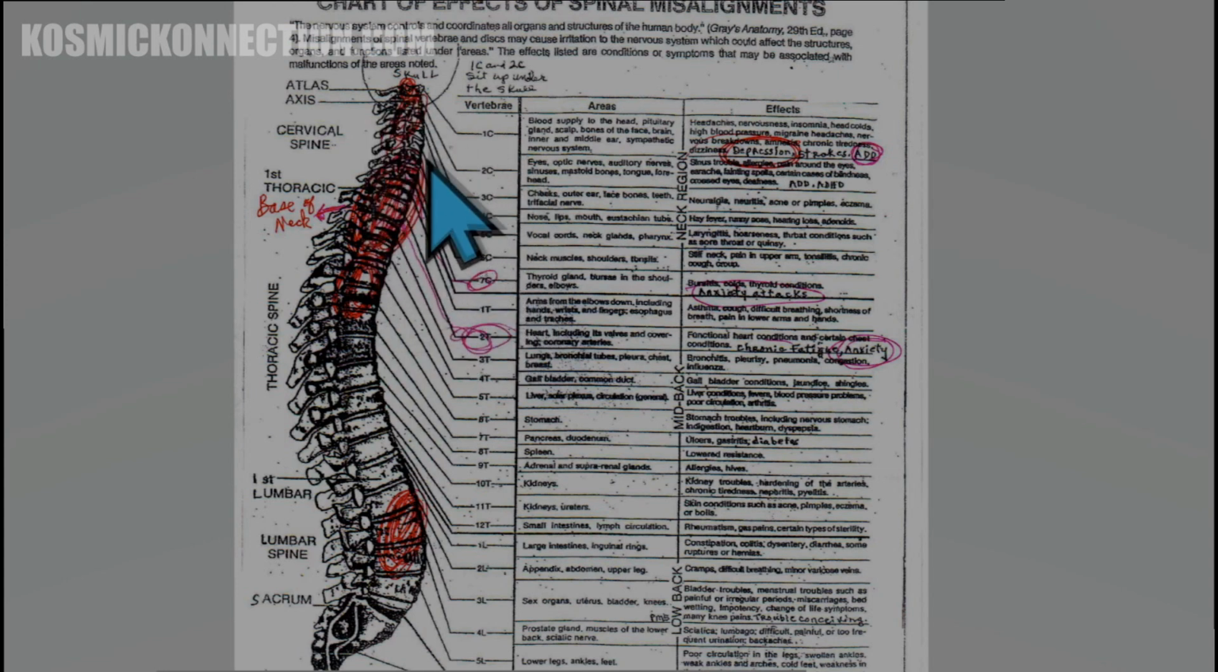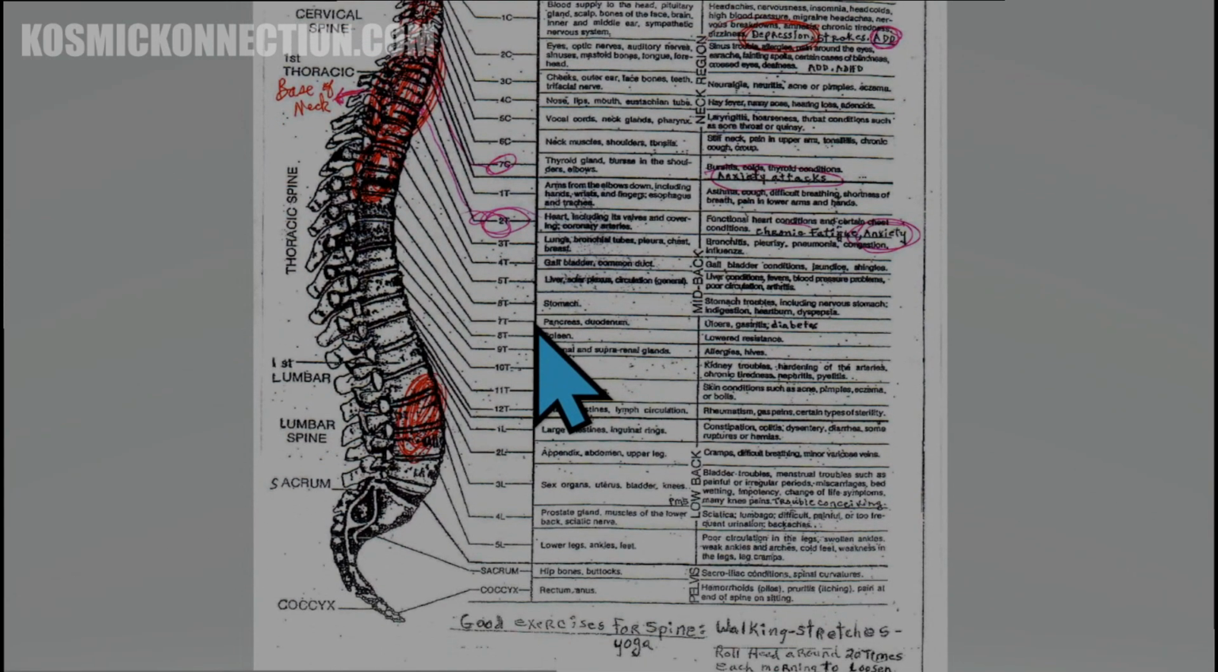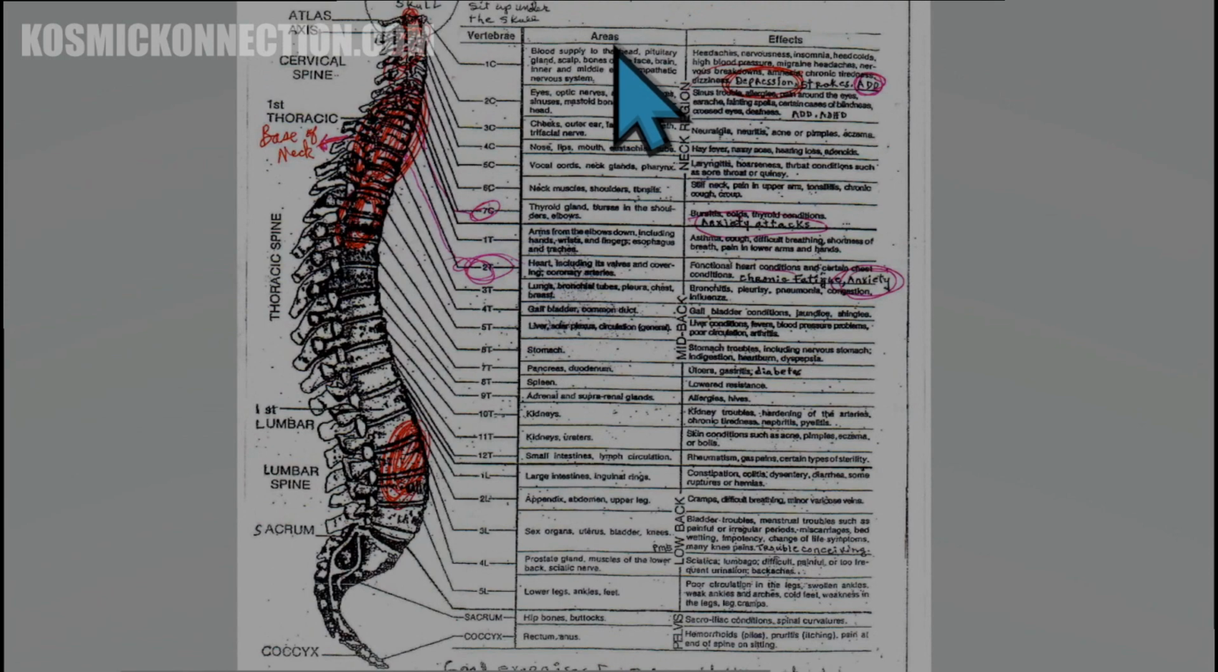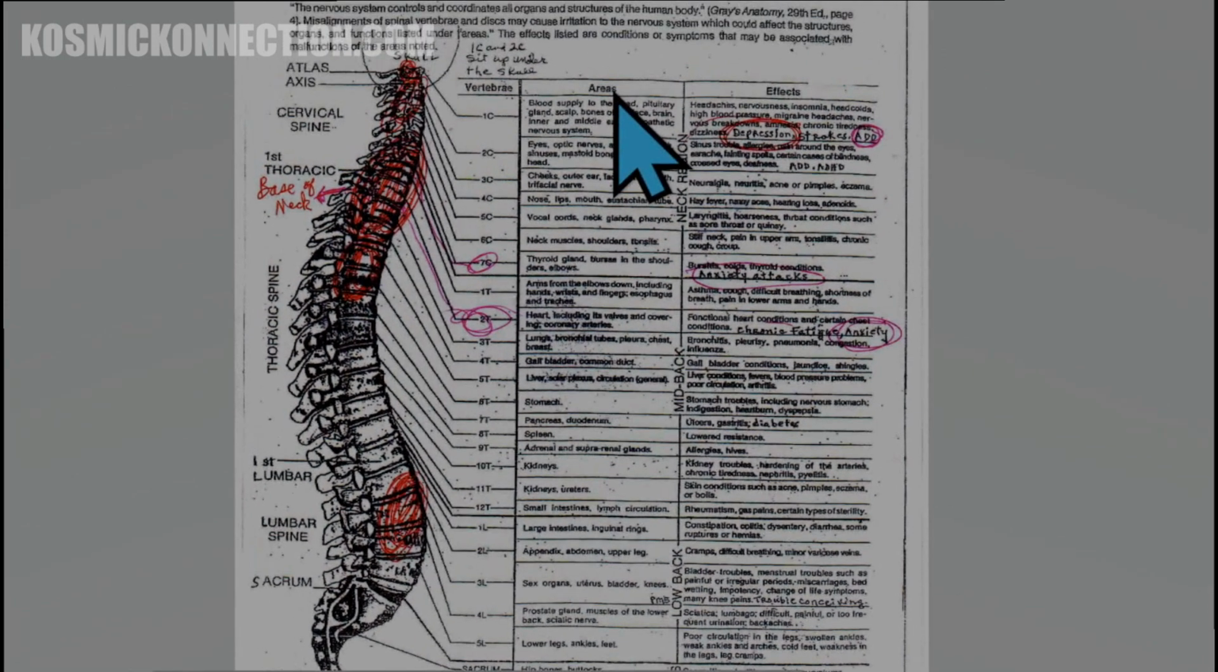Then about the base of your neck, you get your thoracic vertebrae. So 1 through 12 in the thoracic vertebrae, and 1 through 5 in the lumbar vertebrae. So see the column right next to that that says areas? That's the areas of your body that the nerves go out to.